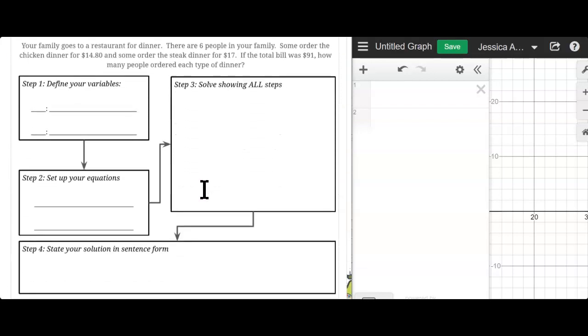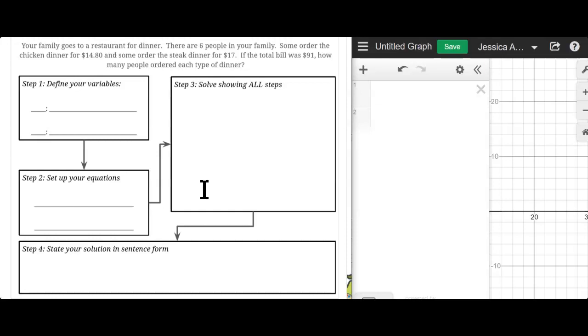So taking a look at this problem, your family goes to a restaurant for dinner. There are 6 people in your family. Some order the chicken dinner for $14.80, while some ordered the steak dinner for $17. If the total bill was $91, how many people ordered each type of dinner?